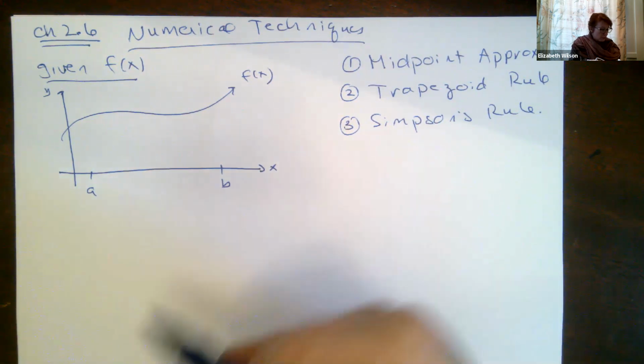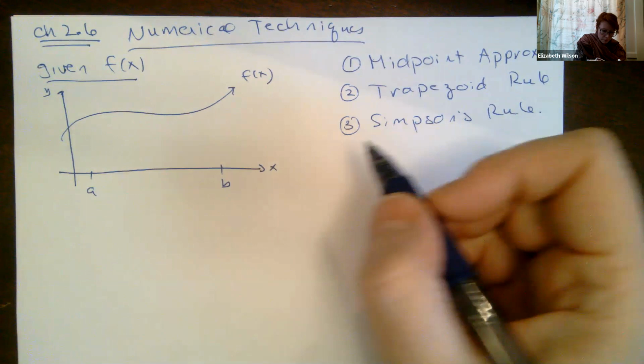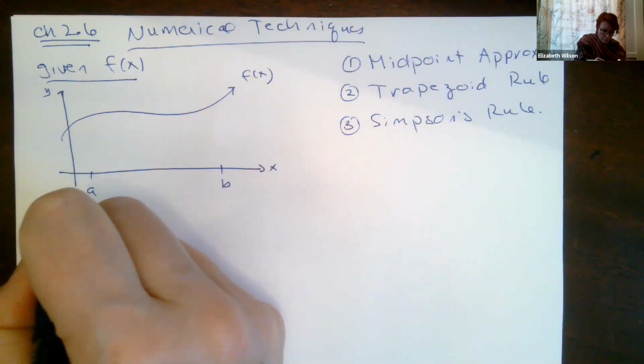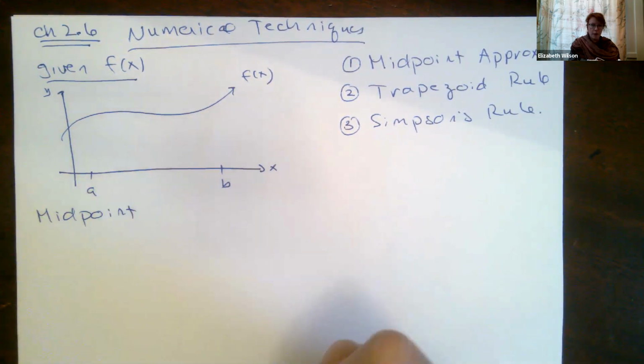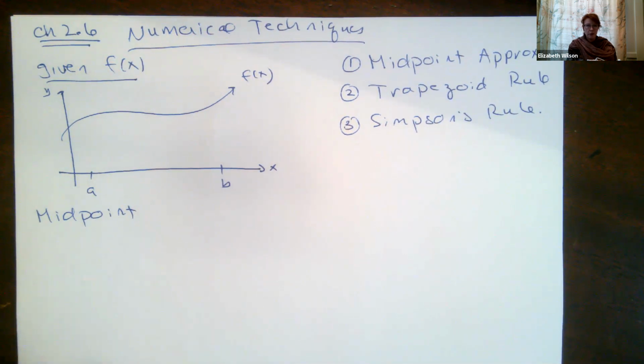So let's talk about first our midpoint approximation. I'm going to put up what the formulas are for each one, draw out a picture, put up the formula, and then we're going to roll through an example for each of those different types. We'll talk about how many boxes or trapezoids I'm doing, and how that makes my approximation better.